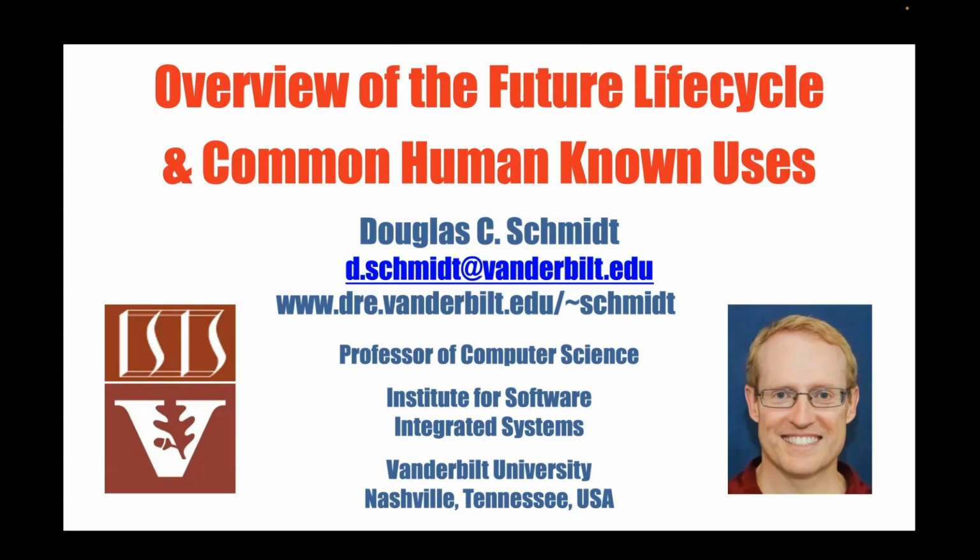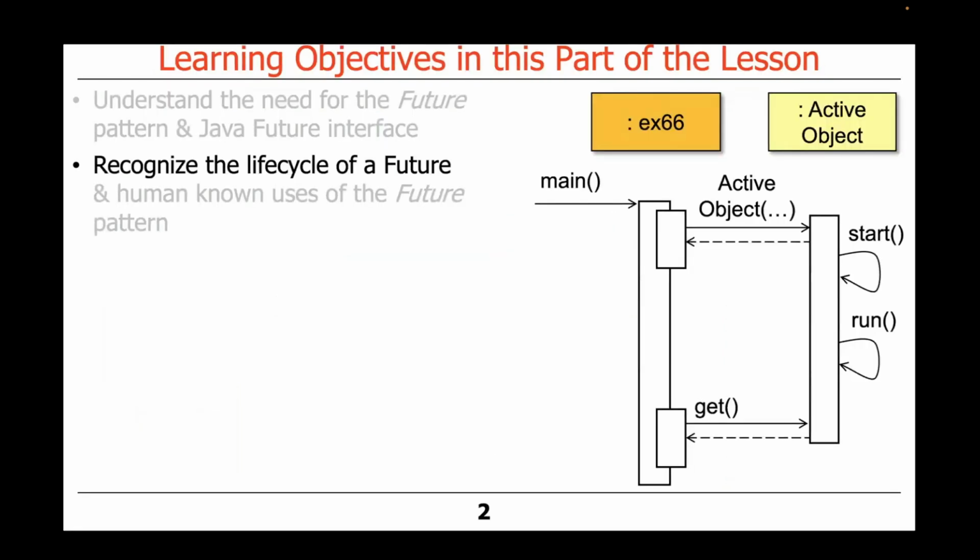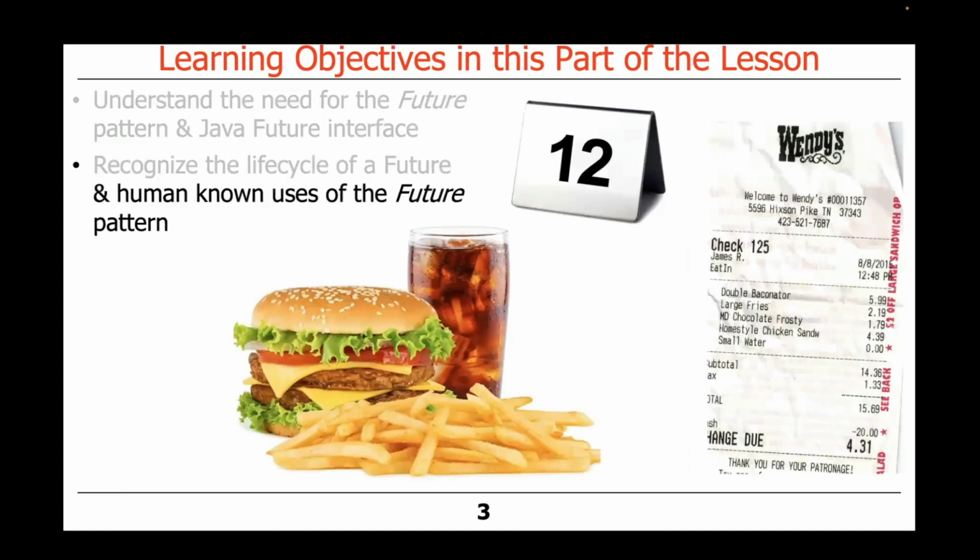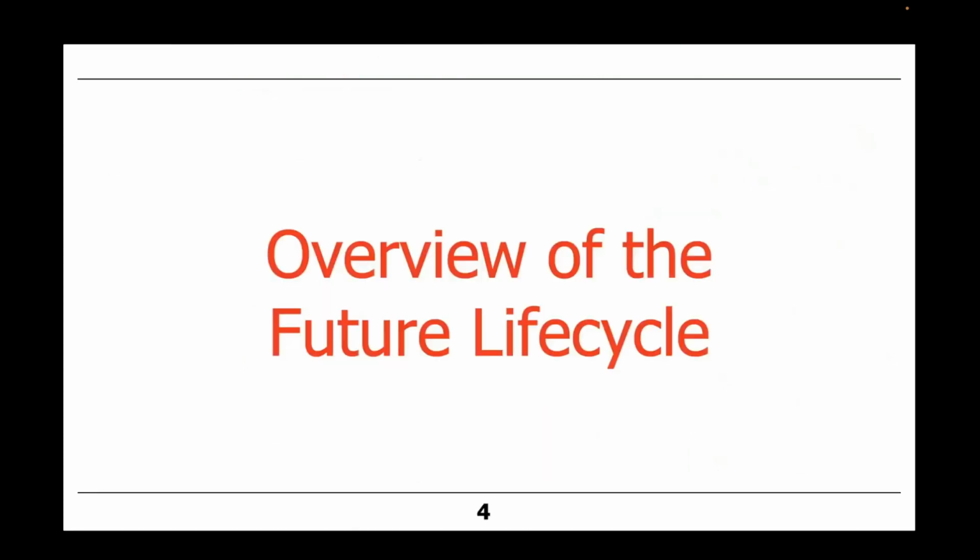So now that we've talked about what a future is, I'm going to give you an overview of the life cycle of a future and also talk about some common known uses from everyday life. We refer to these as human known uses in patterns literature. So we'll first start by talking about the life cycle of a future, and then I'll present to you a couple of interesting human known uses of the future pattern. So let's start by talking about the life cycle of a future.